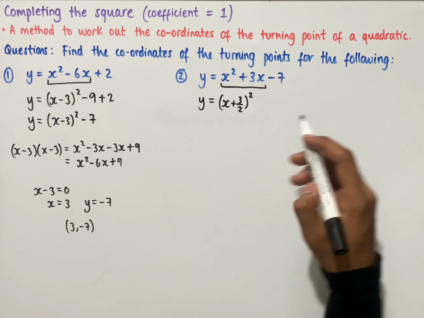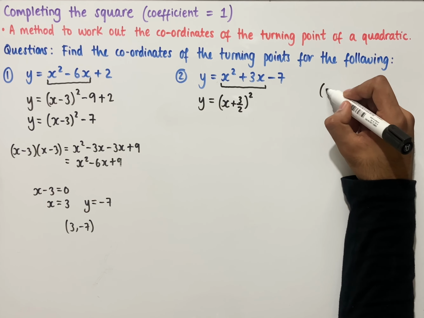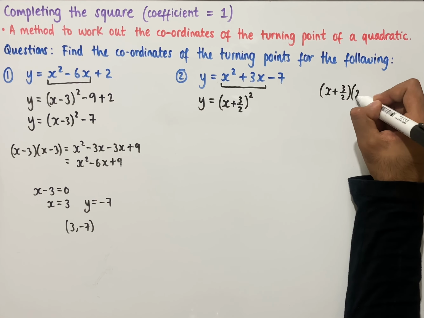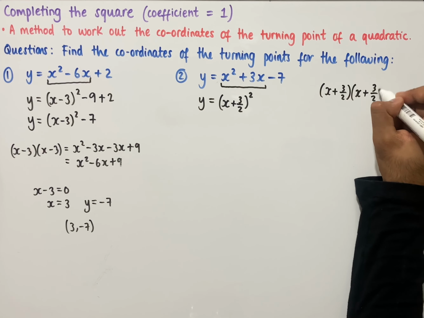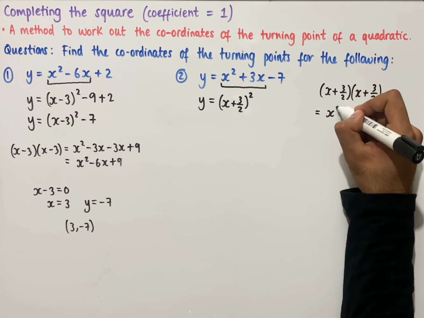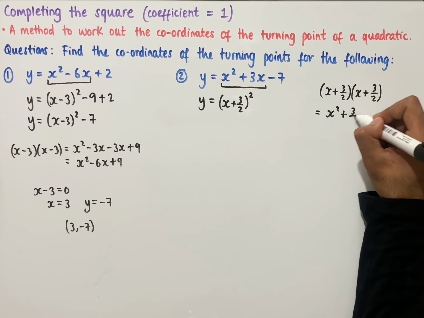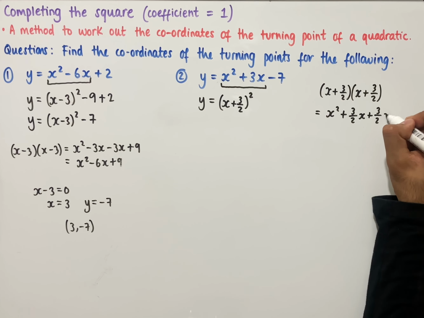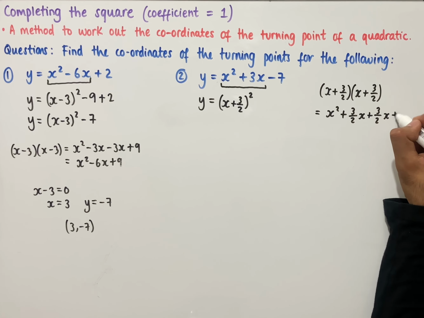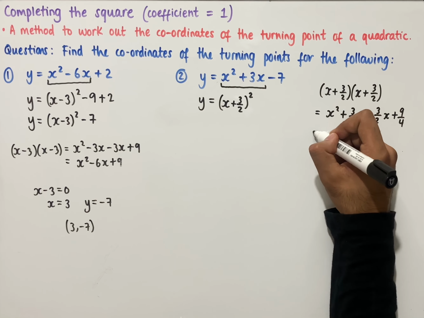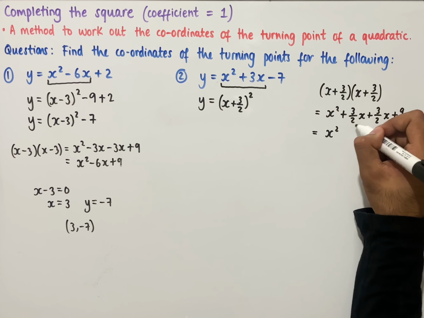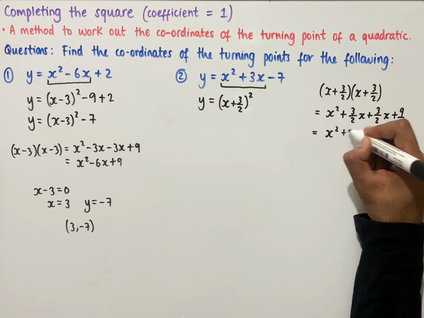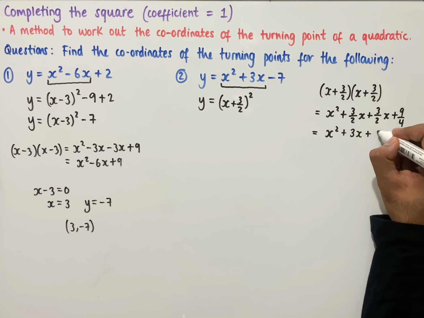And now if we were to expand this bracket out, so we'll do that on the side here, x plus 3 over 2 times x plus 3 over 2, we would end up with the following. So x times x, which gives us x squared, x times 3 over 2, which gives us 3 over 2 x, and then 3 over 2 times x, which is 3 over 2 x, and 3 over 2 times 3 over 2, which is 9 over 4. And so collecting like terms, we end up with x squared, 3 over 2 x plus 3 over 2 x is 6 over 2 x, which simplifies to 3x, and then plus 9 over 4 on the end.